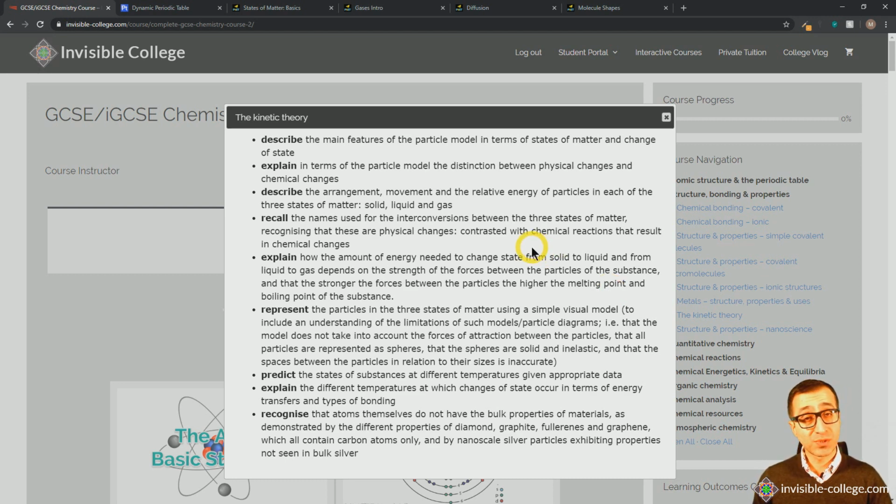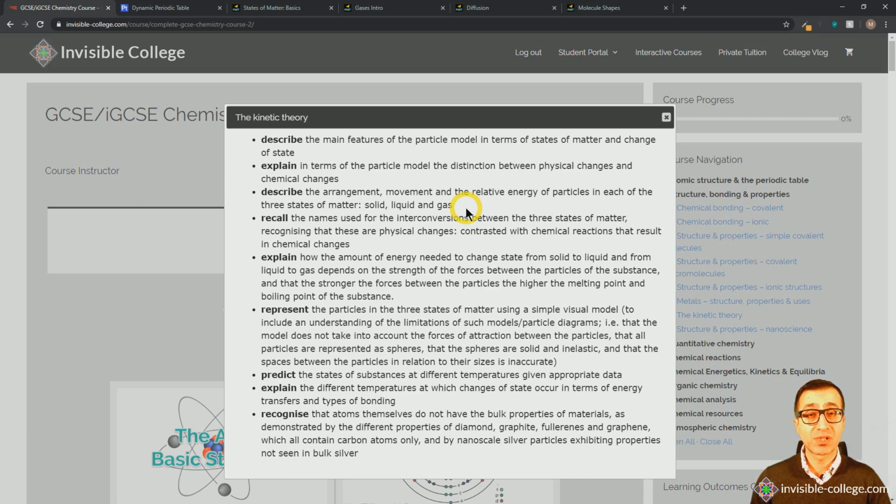Now, as we'll see, there are some simplifications being made in those assumptions, and there are some limitations of this model, but it's a very powerful model because it can be used to explain the physical properties of matter in its various states: solids, liquids, gases, and so on.